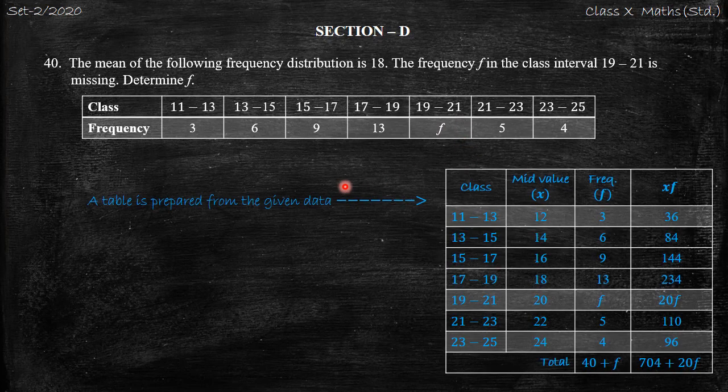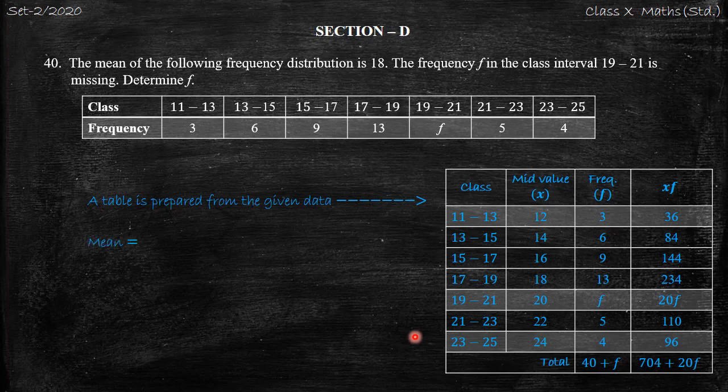So I have prepared a table with this information given. Here you need to find the mid value of each class, that means the average. The frequency is the same as given, and you need to find xf, that means multiply this mid value by the frequency and sum the total.